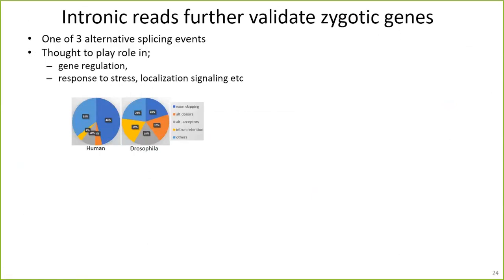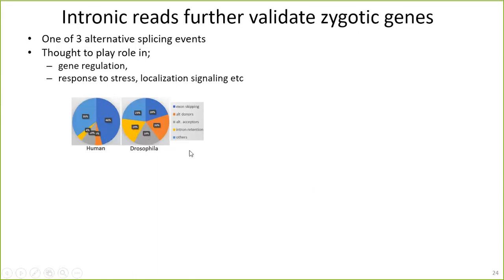It has been shown to be important in gene regulation, response to stress, localization of signaling, and in other processes. And if you look at intron retention across the Drosophila and the human, you can see that in insects, at least, you have a lot of intron retention events, about 19% compared to just about 4% in the human. So maybe these events are important in this fly, okay?